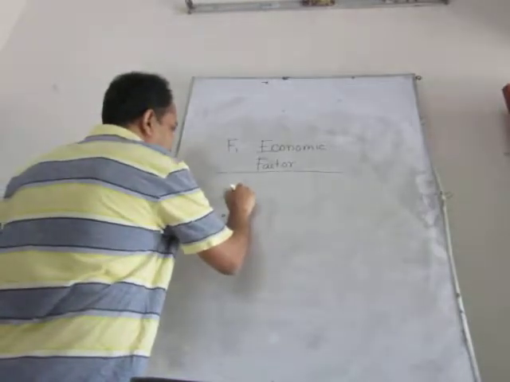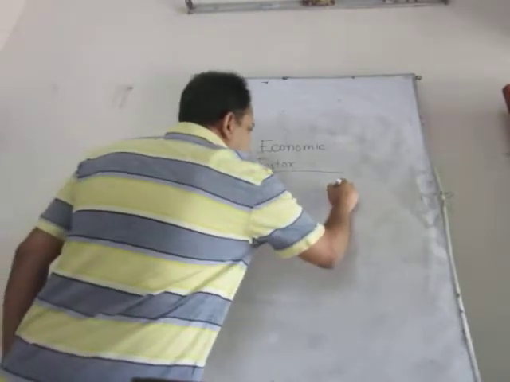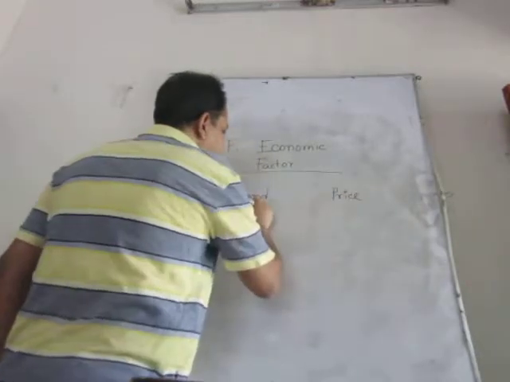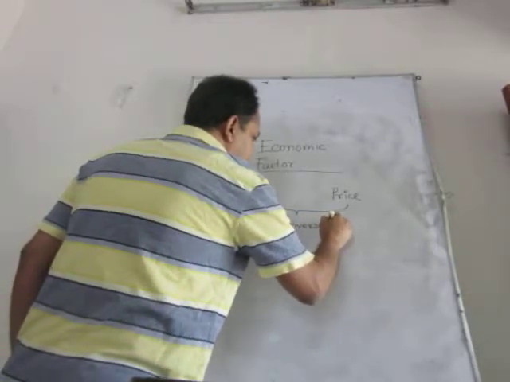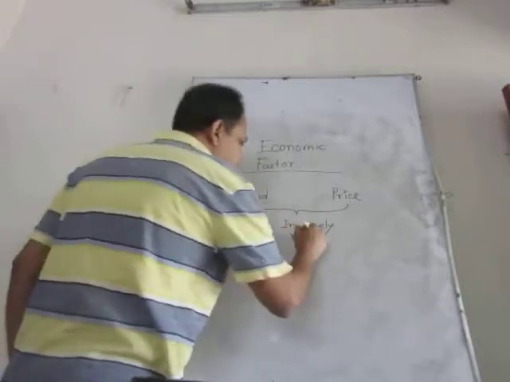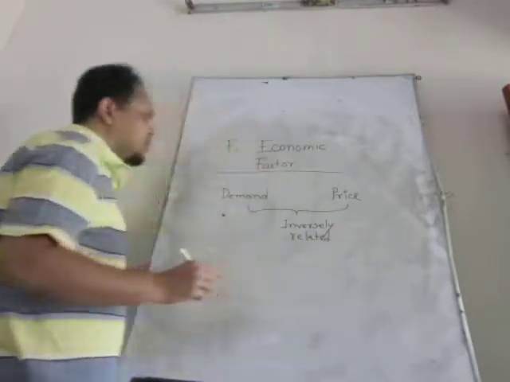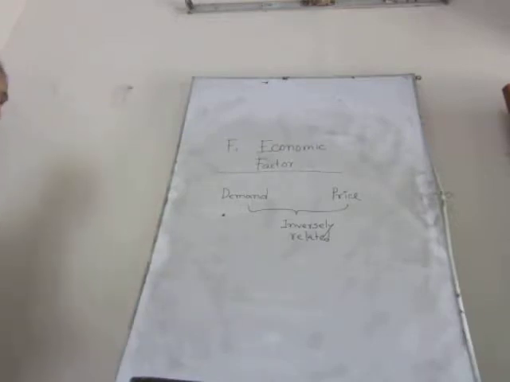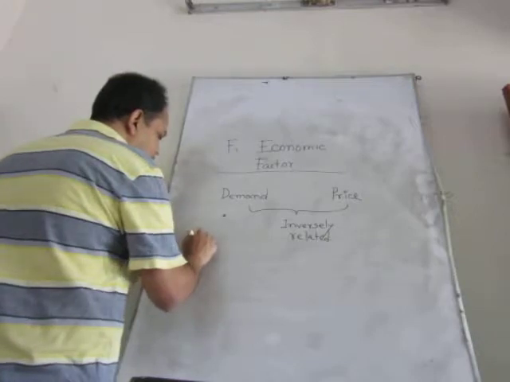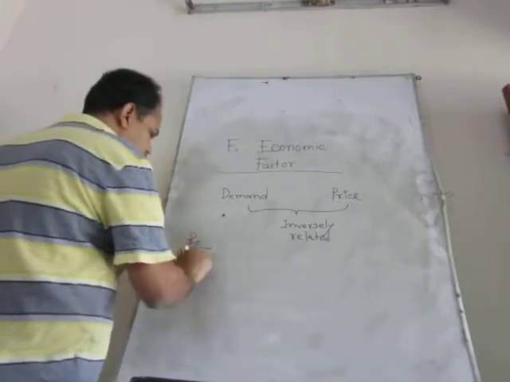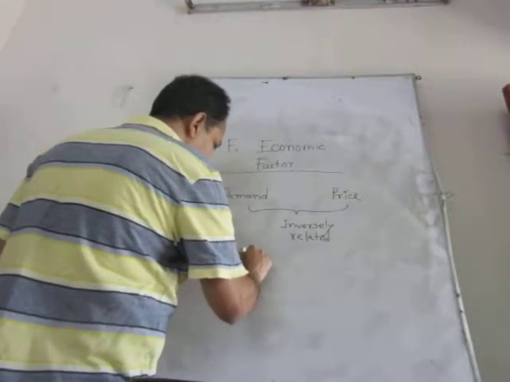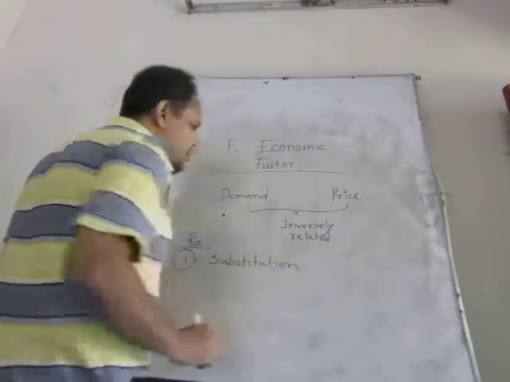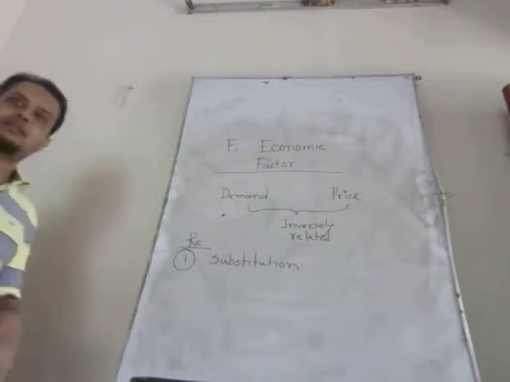We have already discussed demand and price being inversely related. Normal. So what is the main reason behind this? According to your book, main reason number one is substitution effect. What do you mean by this?